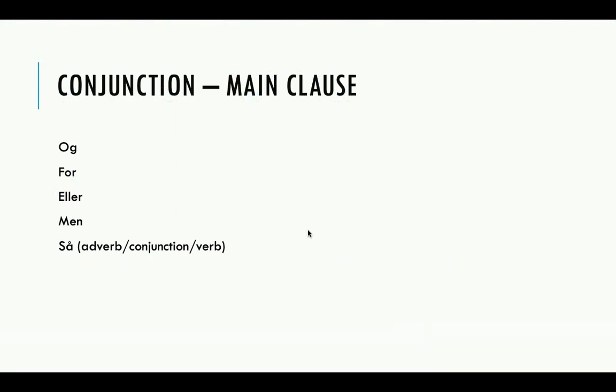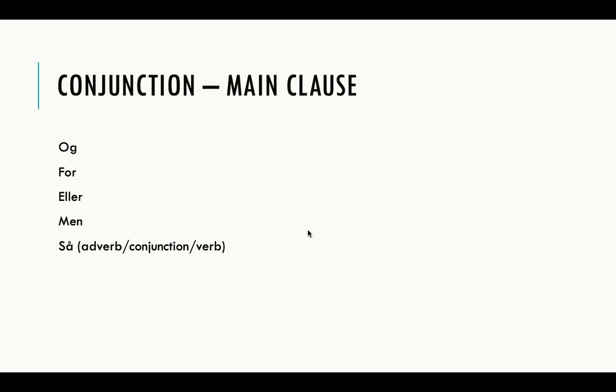Okay, this video will be about the word så, or "so", depending on what you mean. First of all, så is one of the 5 conjunctions that can link main clauses. The other four are og, for, eller, men, and så.